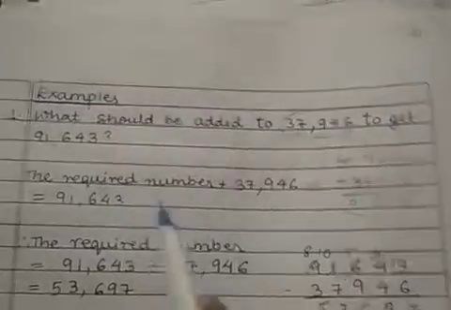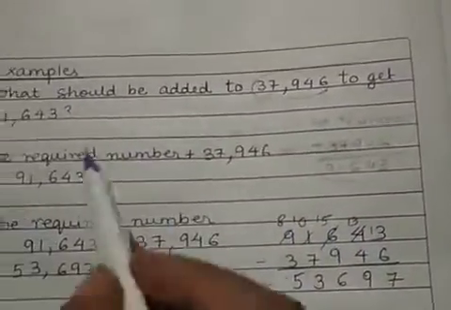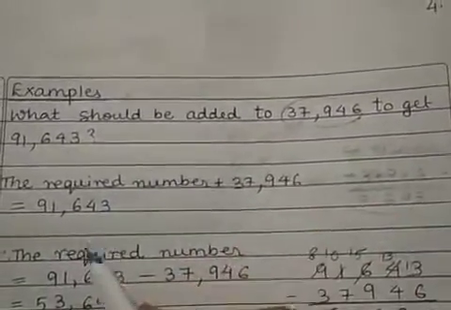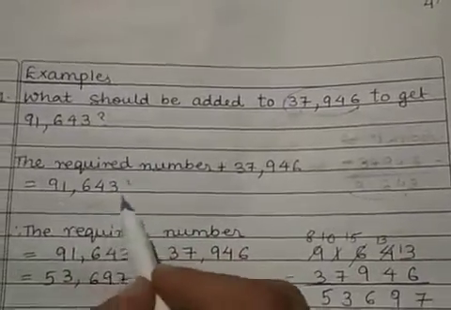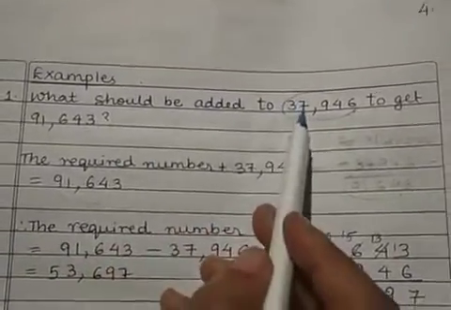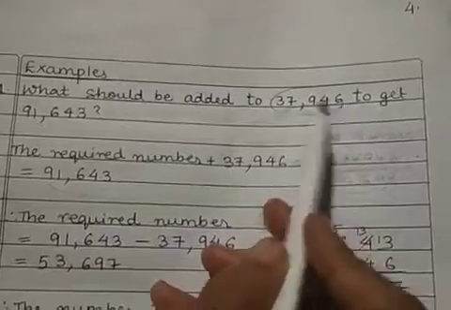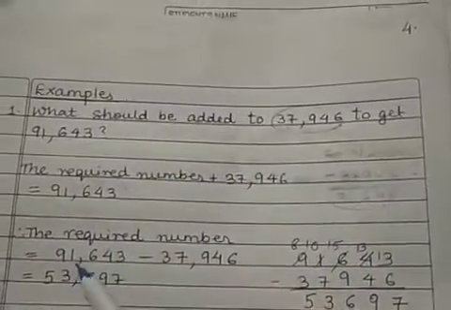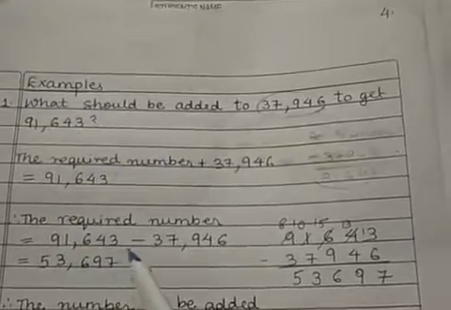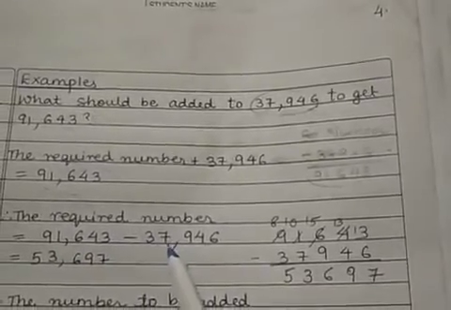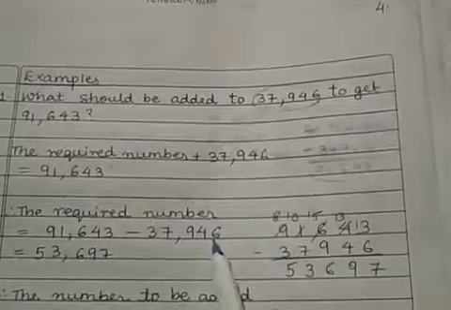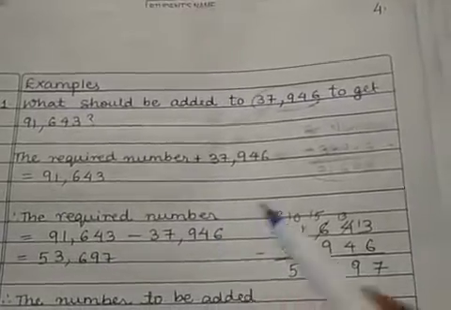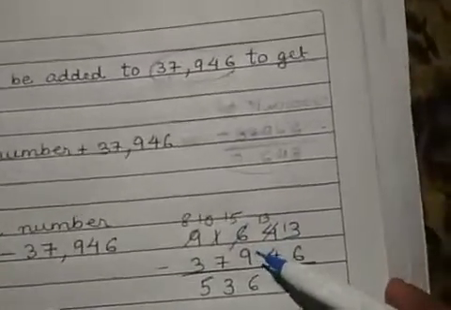So to find the required number, what I will have to do? I will have to subtract 37,946 from 91,643. So if I want to get the required number, then 91,643 minus 37,946 is what I have to find. So let us perform the subtraction.